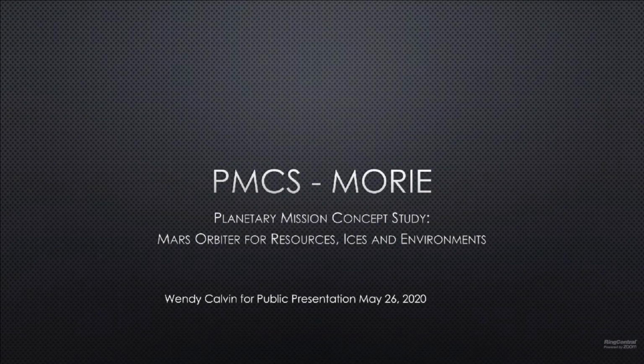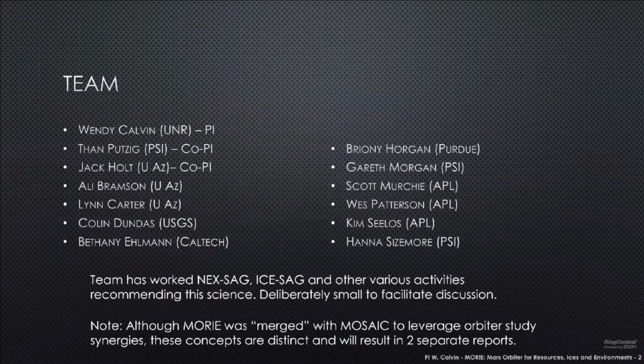So as Michael just said, this is the Mars Orbiter for Resources, Ices, and Environments. We have a group of people that have worked this particular science and these science goals as part of the NEXAG mission report, as well as the ISAG report, and have been involved in a variety of other activities that have been looking at ice science and environmental transition science. And because we didn't have a lot of time and we didn't have a lot of money associated with the mission concepts, we wanted to keep it focused and facilitate discussion.